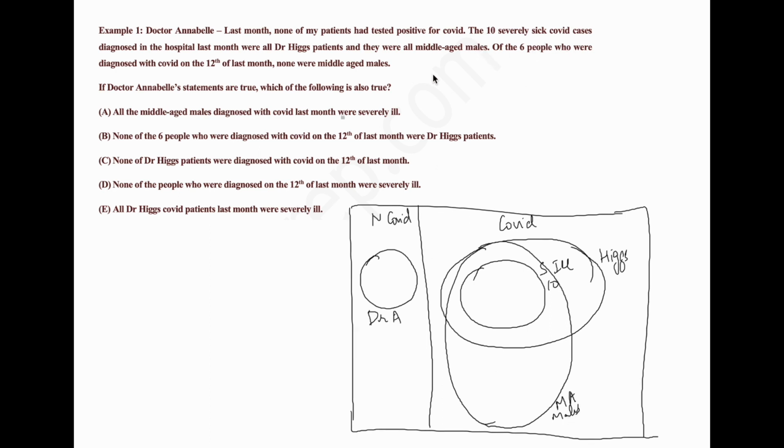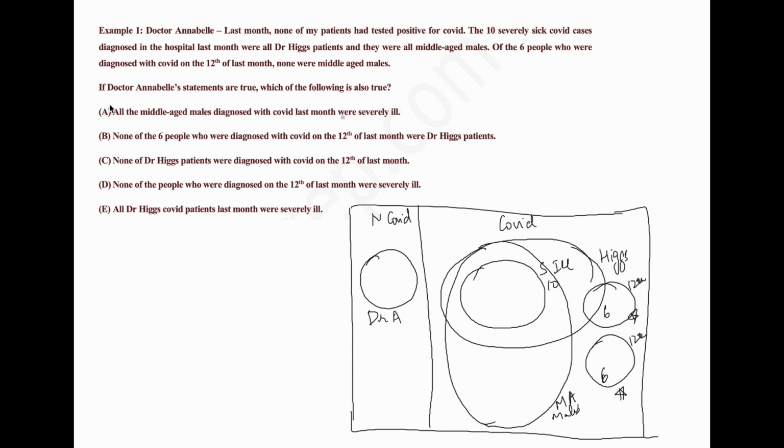Now, of the 6 people who were diagnosed with COVID on the 12th of last month, none were middle-aged males. So then 6 people were diagnosed with COVID on the 12th, and they did not intersect with the middle-aged male circle. That means they either were lying over here or over here, etc. We don't know where. We'll show it with an asterisk to say that we don't know the exact position of these people, but they were 6 people, and they were diagnosed on the 12th of last month. That is what we know. And they had no intersection with the middle-aged people.